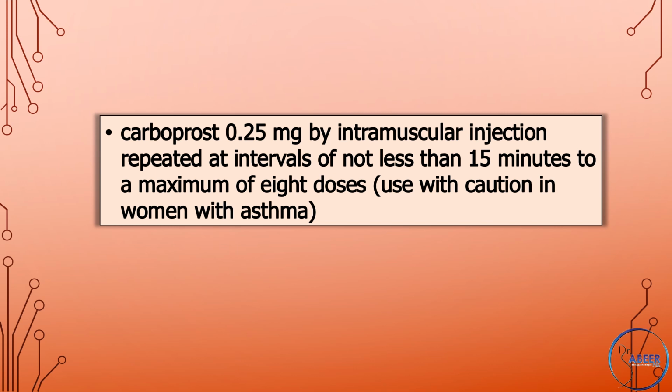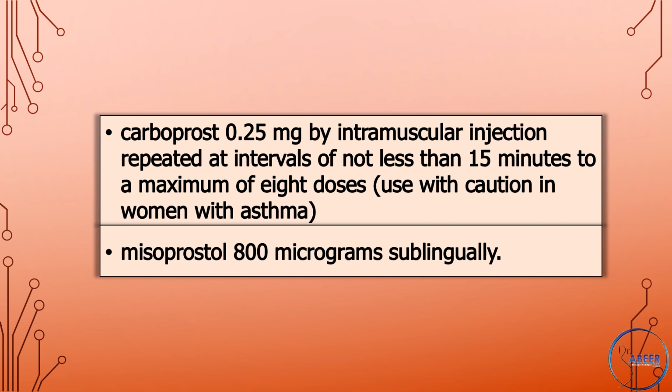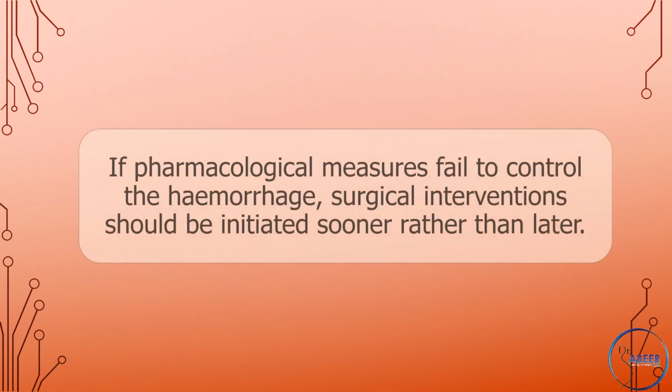Carboprost 0.25 mg by intramuscular injection repeated at intervals of not less than 15 minutes to a maximum of 8 doses, used with caution in women with asthma, and misoprostol 800 micrograms sublingually. Surgical treatments. If pharmacological measures fail to control the hemorrhage, surgical interventions should be initiated sooner rather than later.